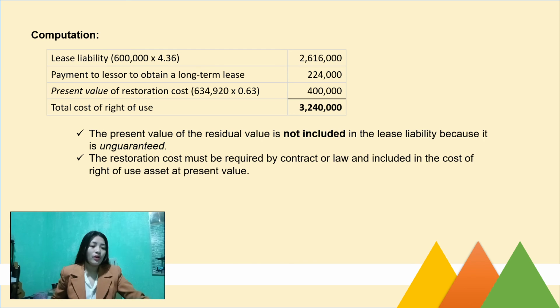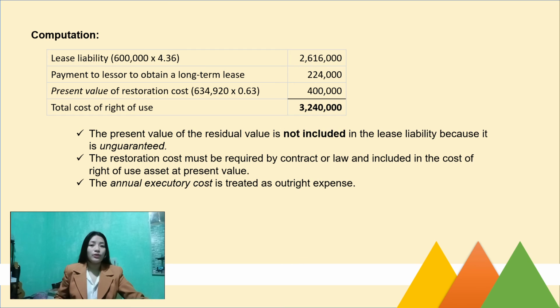Next, the restoration cost must be required by contract or law and included in the cost of the right of use asset at present value. So, yung restoration cost daw ay kailangan required by contract. So, dun sa given, nakastate naman doon na yung cost of restoring the asset ay required by contract. And kapag kukunin natin yung amount niya, it should be at present value. Then last is, the annual executory cost is treated as outright expense. So, makikita natin to sa mga susunod na slides na ipapakita yung journal entries.